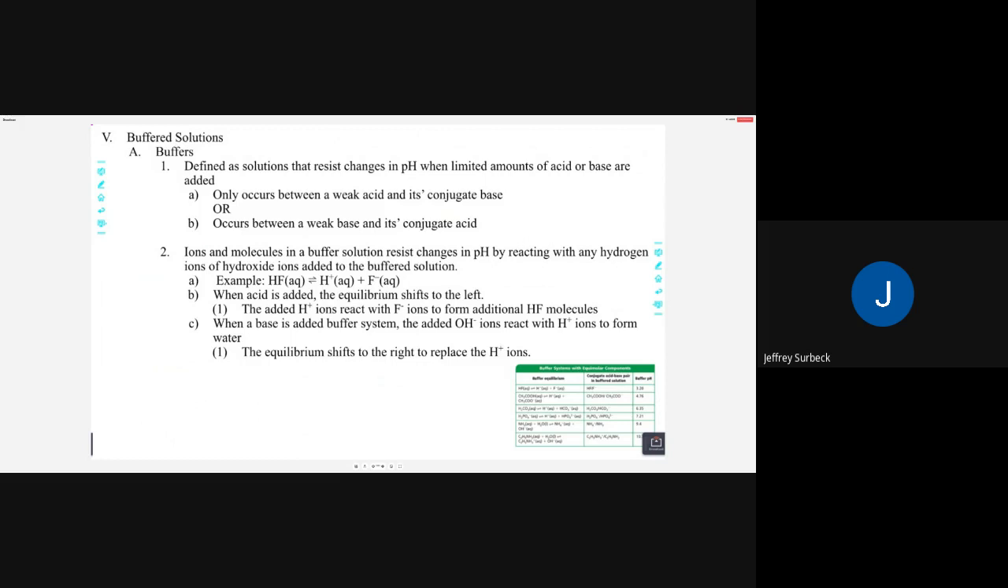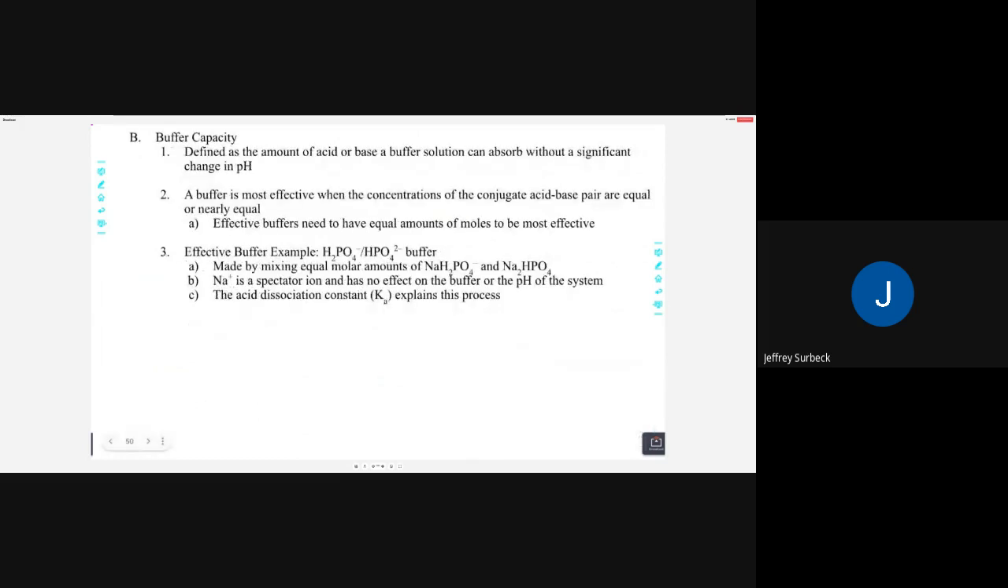So if you just have a weak acid, you don't have a buffer. If you just have a weak base, you don't have a buffer. Have to have some of each. If you have some of each, you allow either an acid or a base to be absorbed by those things. That's that resisting of change in pH, because you can absorb either an acid or base that gets dissolved.